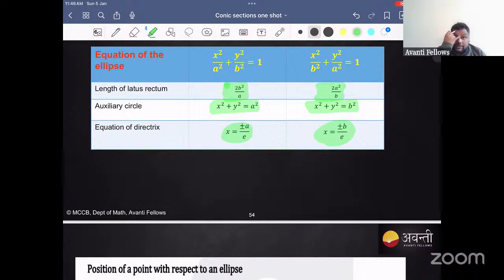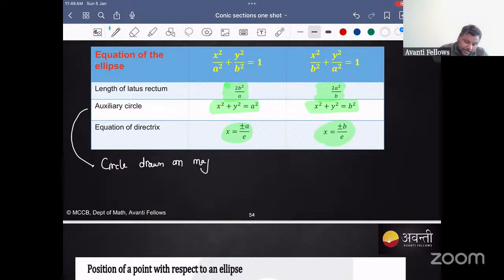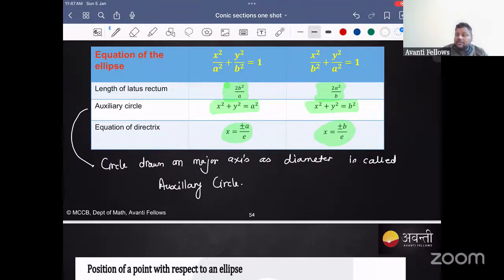Understood? Now you must be thinking, what is an auxiliary circle? So auxiliary circle is nothing but a circle drawn on the major axis as diameter. The circle drawn on the major axis as diameter is called the auxiliary circle. So auxiliary circle is the circle drawn on the major axis as diameter.